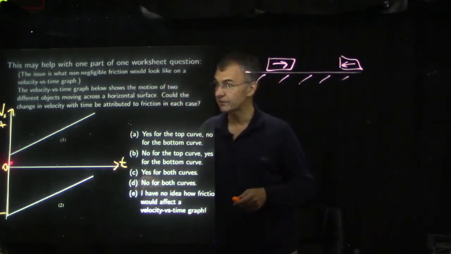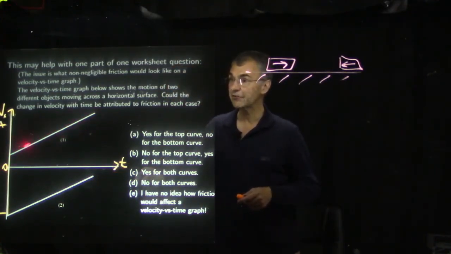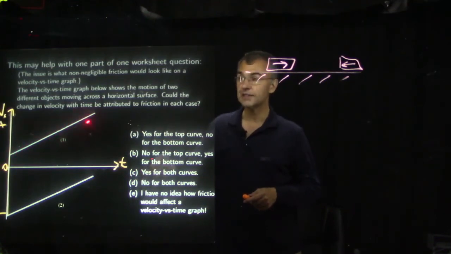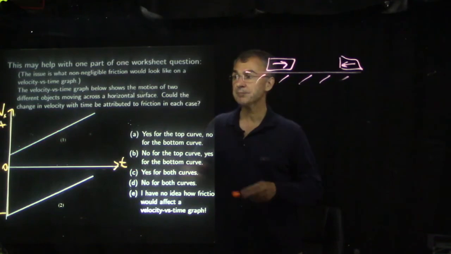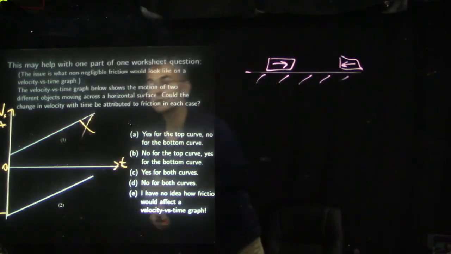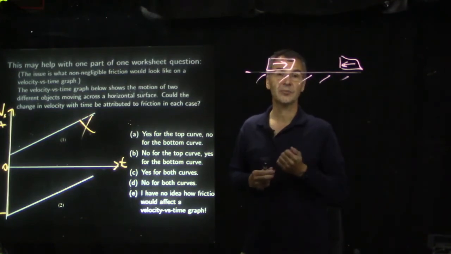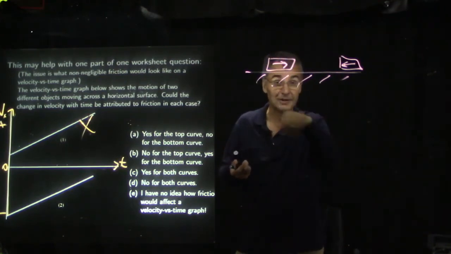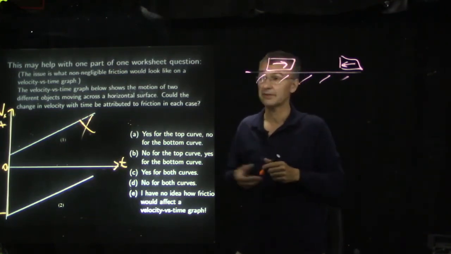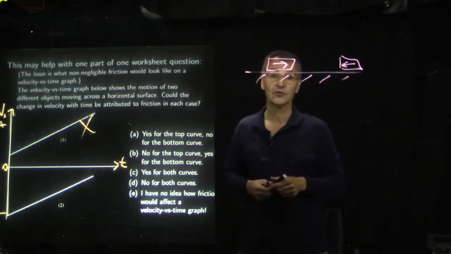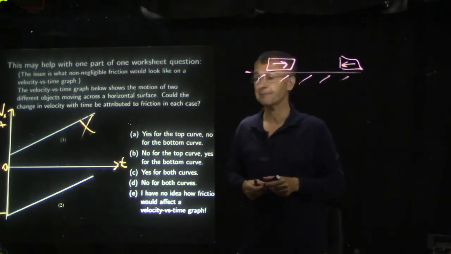In this case, this object, is it speeding up or slowing down? Well, its speed seems to be getting bigger, right? The magnitude of its velocity is getting bigger. So this cannot be due to friction, because it's speeding up. Friction would not cause something to speed up unless maybe it's on a conveyor belt and it can catch up to the conveyor belt. But if it's on a stationary horizontal surface, friction will not cause it to speed up.